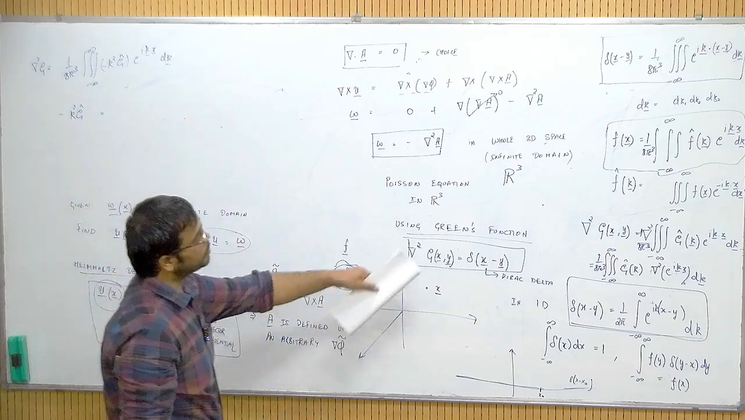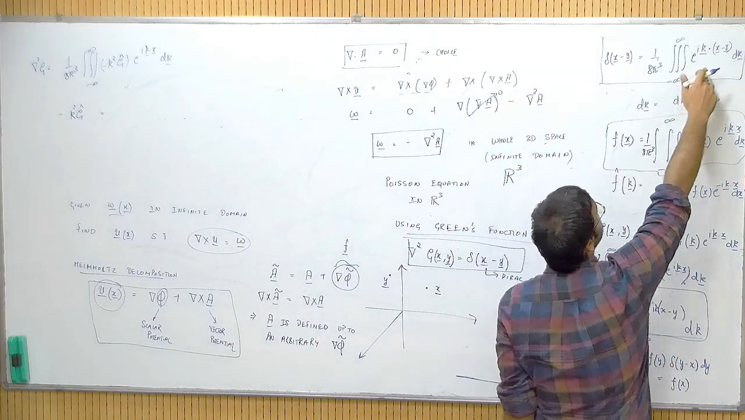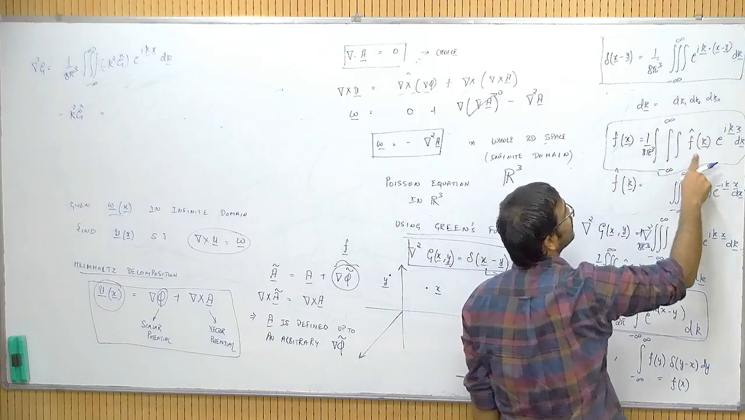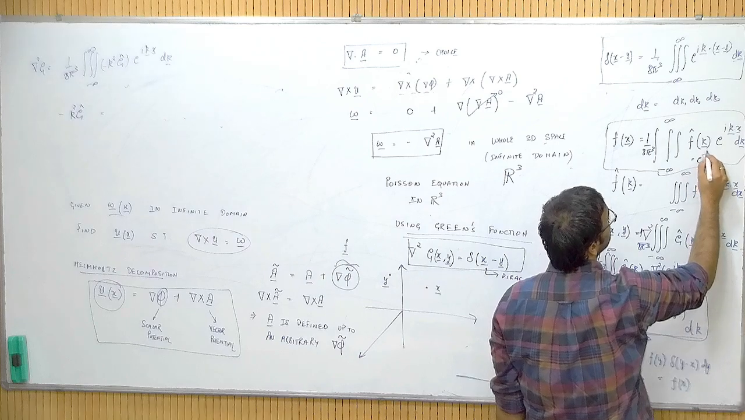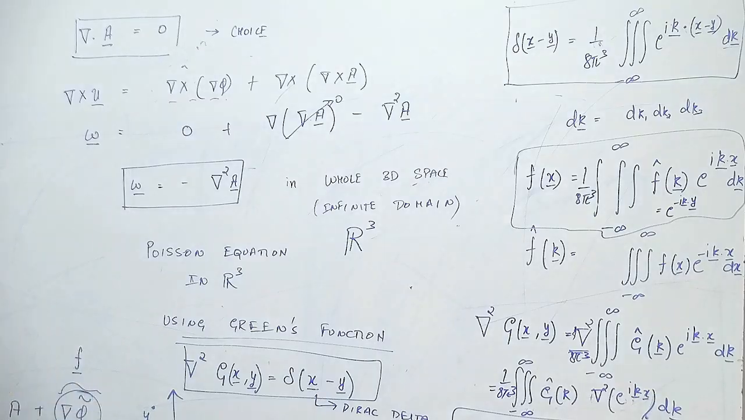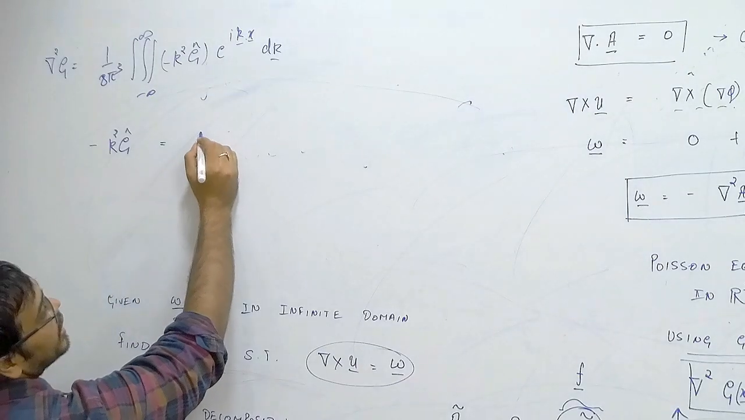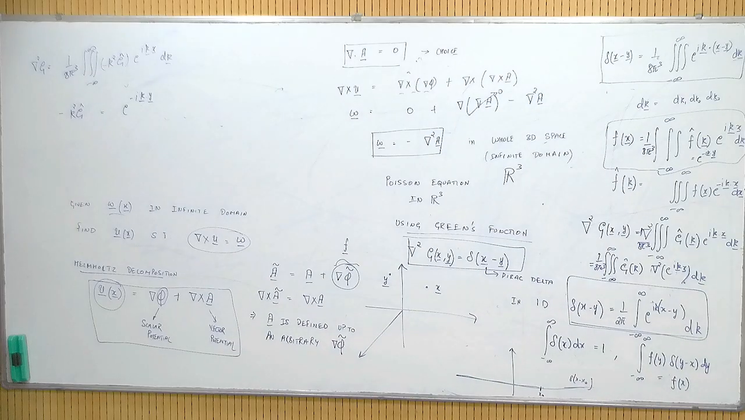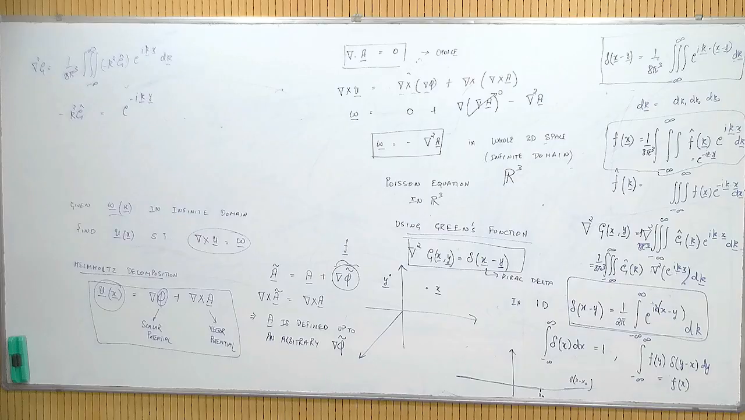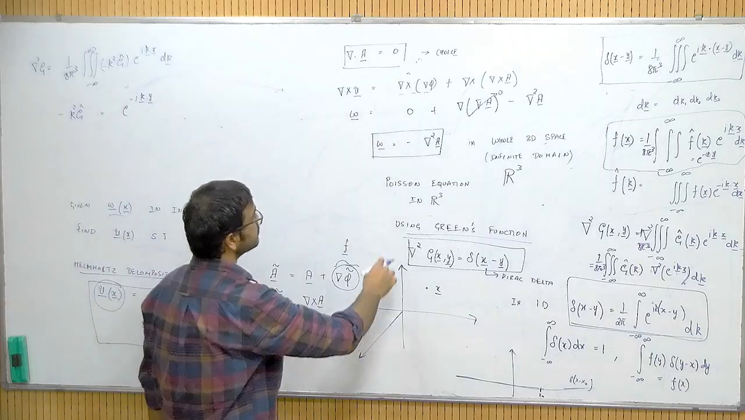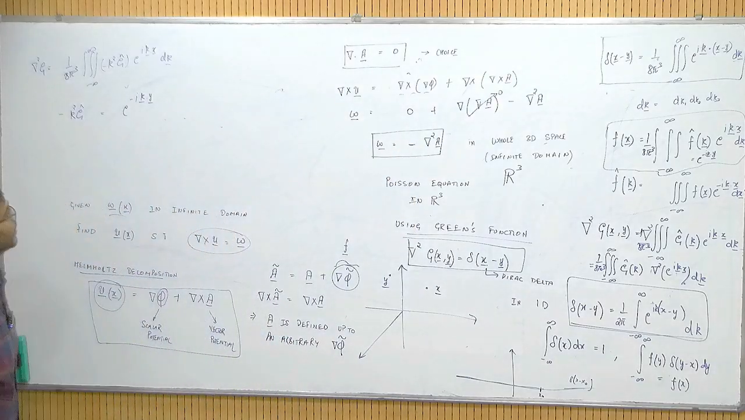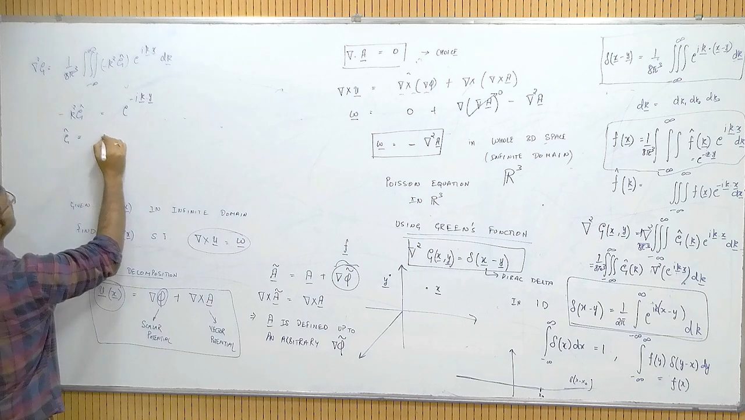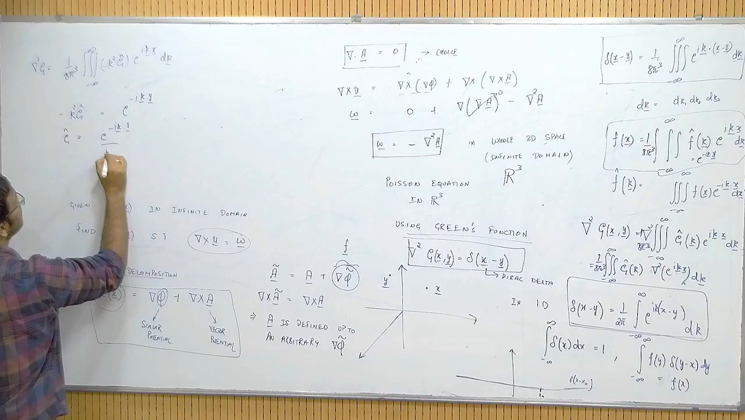So what is the Fourier transform of delta x minus y? If you just look at this expression, if I use instead of f hat k, I use e to the power minus i k dot y, then I will get this equation, right? If I choose f hat as e to the power minus i k dot y, then I will get this. So the Fourier transform of delta x minus y is simply e to the power minus i k dot y. Okay. So we have this as g hat. G hat is simply e to the power minus i k dot y over k square with a minus sign.